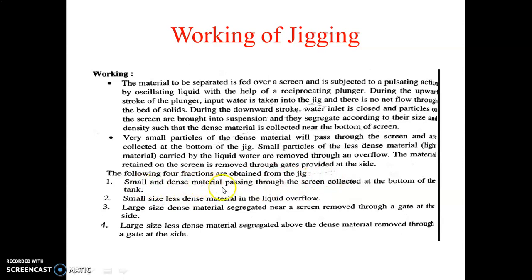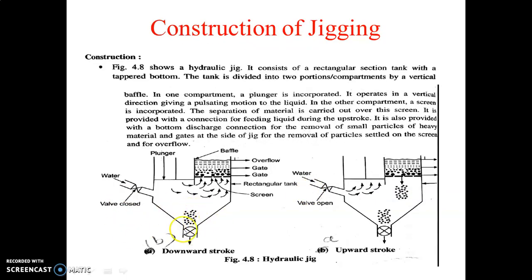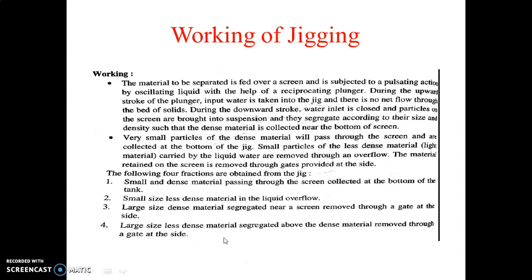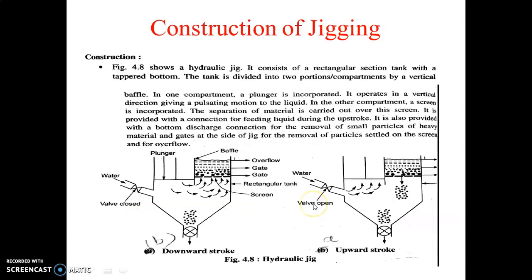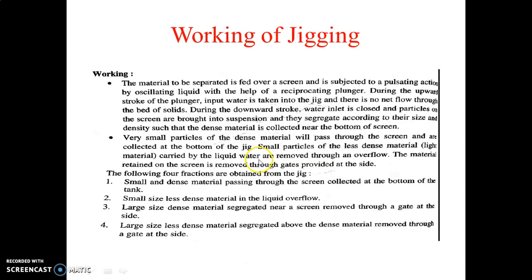Small and dense material passing through the screen is collected at the bottom of the tank. That means the density of that material is higher, and it is collected at the bottom. Then small size, less dense material goes in the liquid overflow. So this is the liquid overflow: small material with small density is collected as overflow. Then large size dense material is segregated, that means separated, near the screen and removed through the gate at the side.